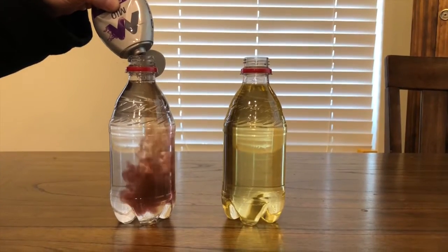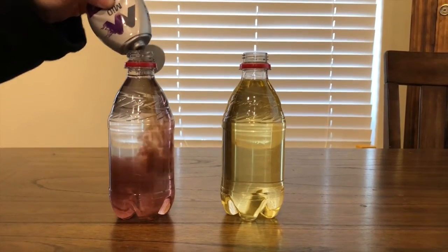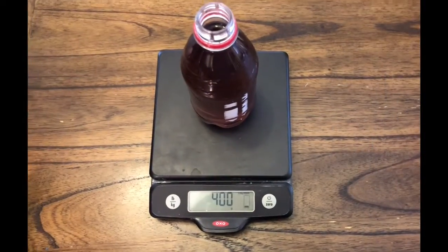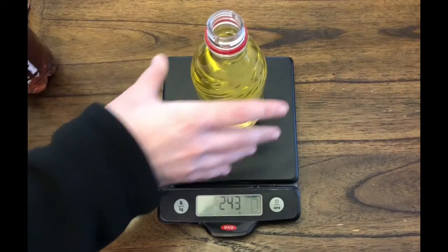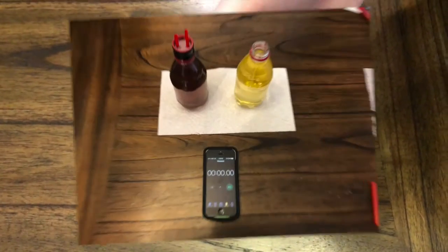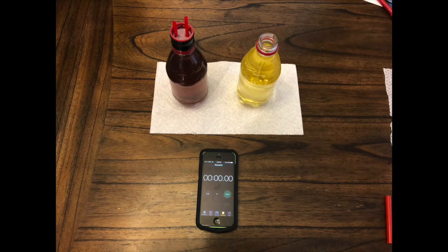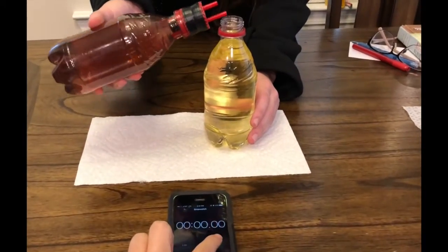For this experiment, we are using oil and water. We chose these two fluids due to their contrasting densities and immiscibility. As you can see, with the same volume, the water has a greater mass than the oil. For the first test, our transfer tubes are 4 millimeters in diameter. We will use a stopwatch to measure the fluid transfer time.